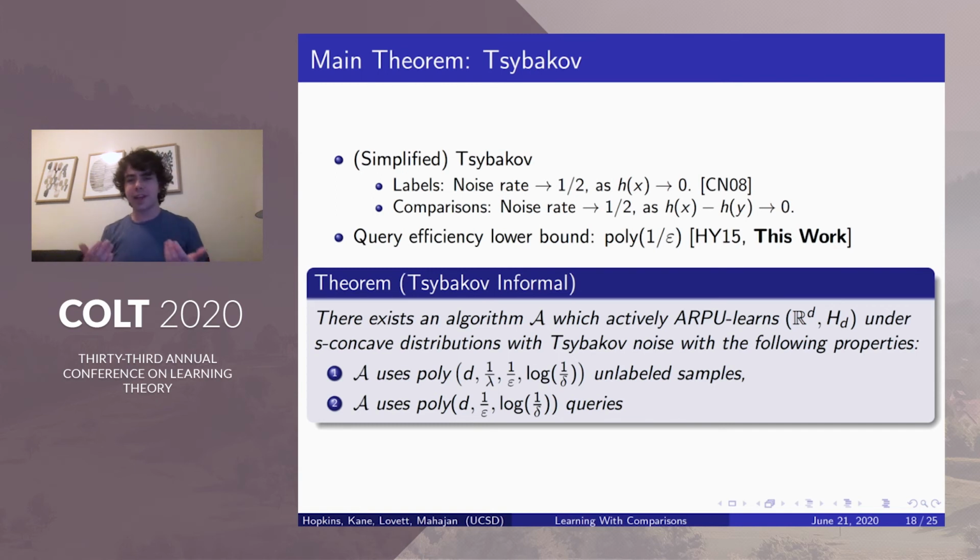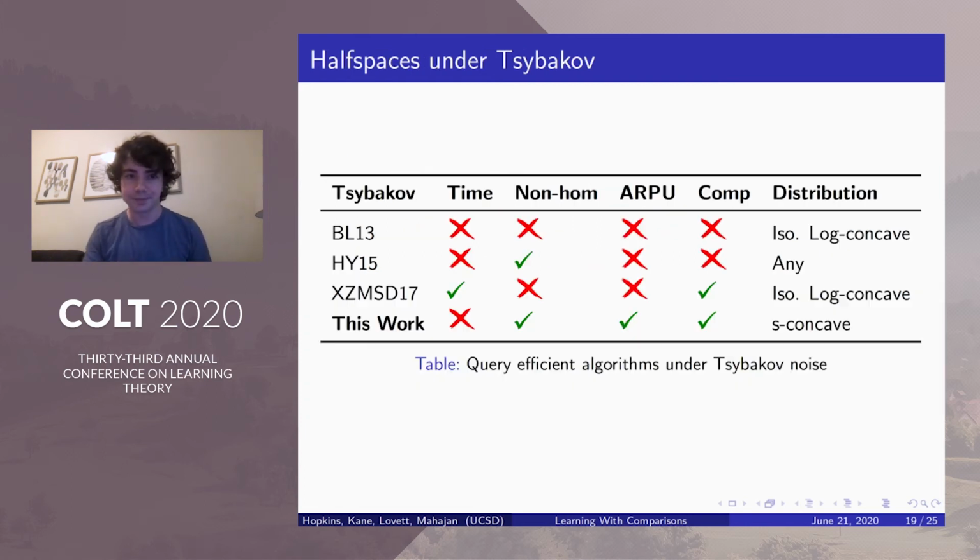So what does the theorem say? Well, it basically just says that there exists an algorithm which reliably learns half spaces in d dimensions under S-concave distributions with Tsybakov noise, and it has the following properties. It doesn't use too many unlabeled samples, and it's fairly query efficient. Unfortunately, we don't know how to do this yet in a time-efficient manner.